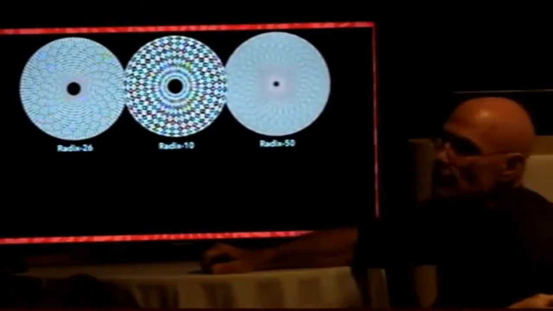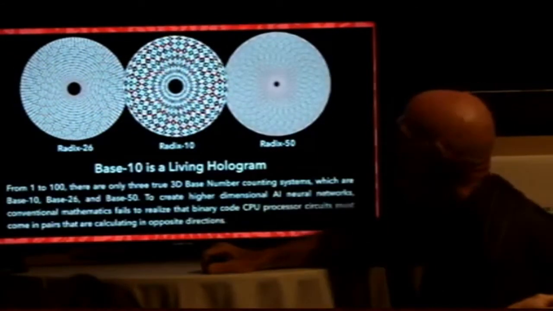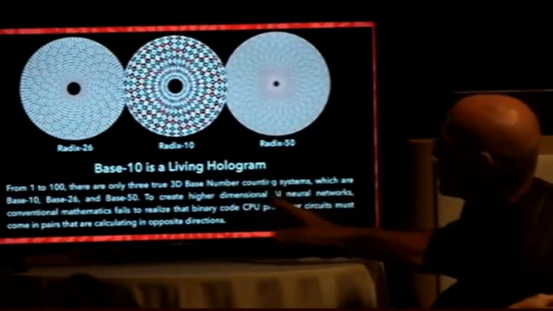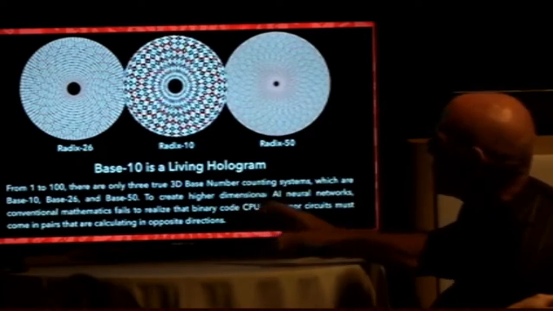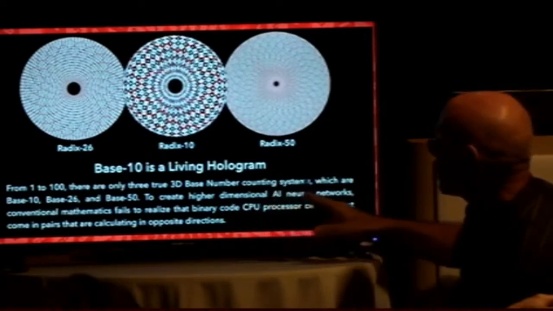Prime, this is it. Good luck. The level of a civilization is never more advanced than its mathematics. Alfredo Nava, close friend. He bailed me out of jail a few times, what can I tell you? Base 10 is a living hologram. From 1 to 100, there are only 3 true 3D base number counting systems.